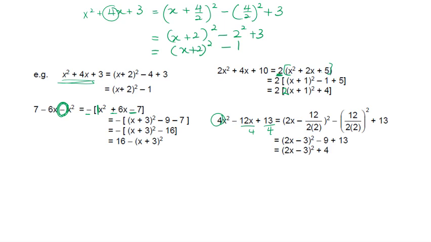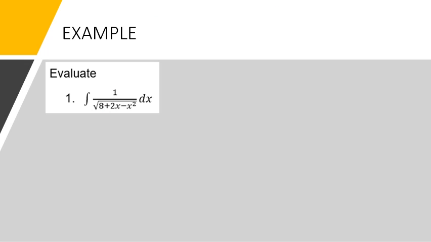Okay, so we go to example. 1 over square root of 8 plus 2x minus x square dx. Okay, kita tengok balik kita punya formula. Formula kita kalau ada square root dia akan dapat sin inverse, betul? So formula kita guna adalah integrate 1 over square root a square minus x square dx is equal to sin inverse x over a plus c.